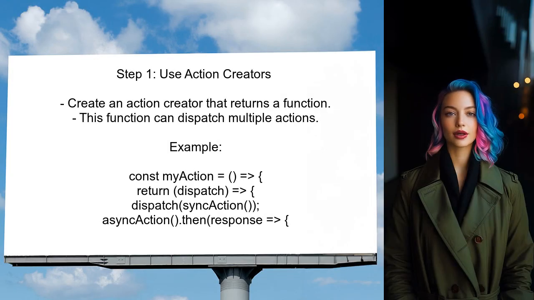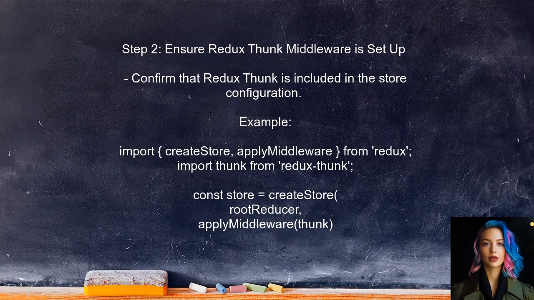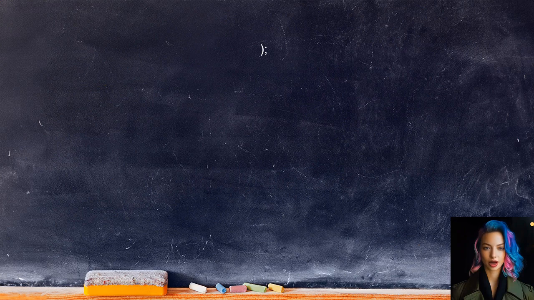To address the user's question about dispatching multiple actions in Redux, the first step is to utilize action creators effectively. The user should create an action creator that returns a function, allowing them to dispatch both synchronous and asynchronous actions. Next, the user should ensure that they are using the Redux Thunk middleware. This middleware allows action creators to return functions instead of plain objects, which is essential for handling asynchronous logic.